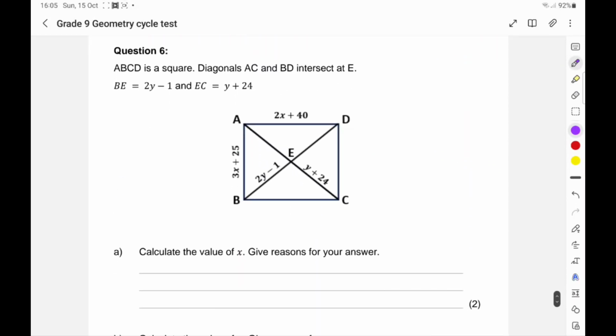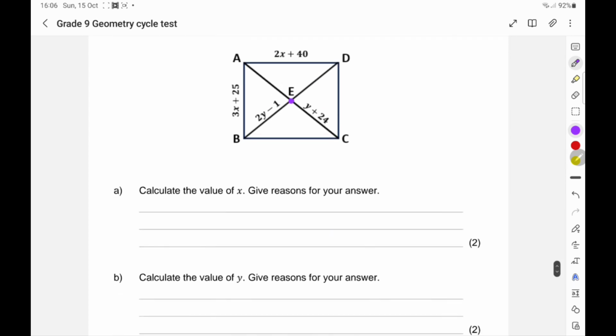And then the very last question, ABCD is a square. Diagonals AC and BD intersect at E, and BE is equal to 2y minus 1 as indicated, and EC is y plus 24. Then they say to you, calculate the value of x. So over here is your x's, and we know that all sides of a square are equal. So we can equal those two to each other. Do we only have one variable there? Yes, so we can solve it.